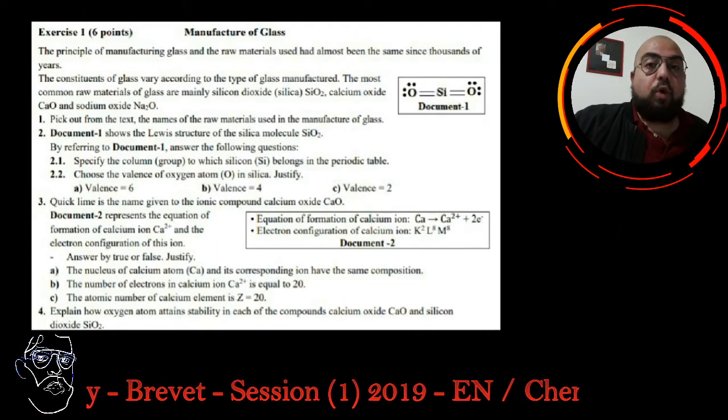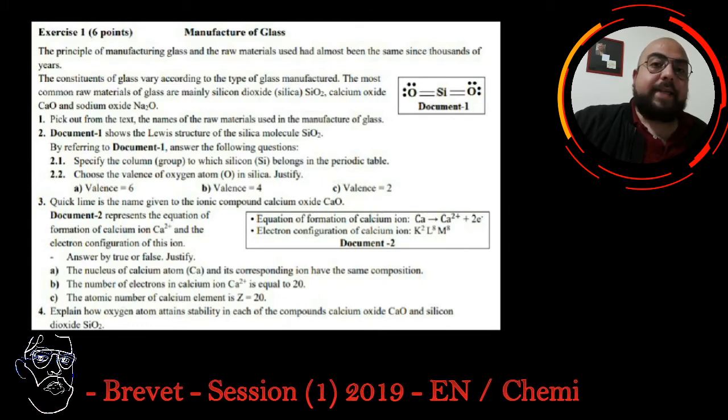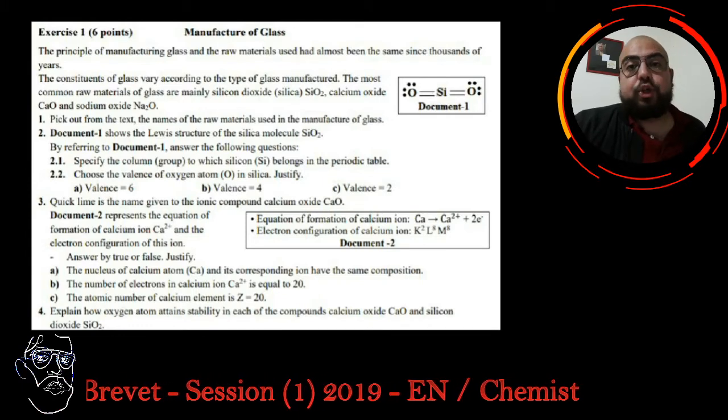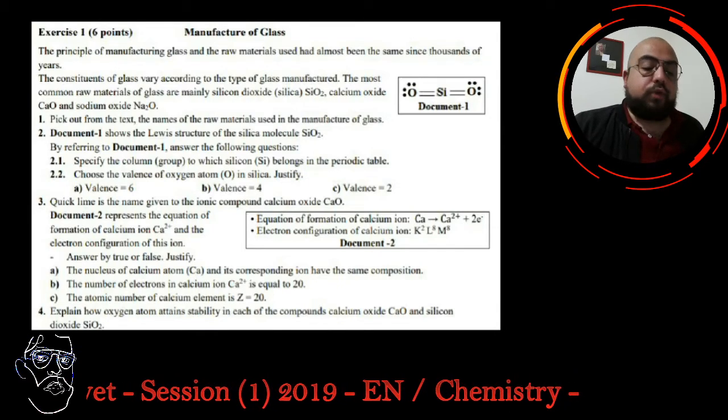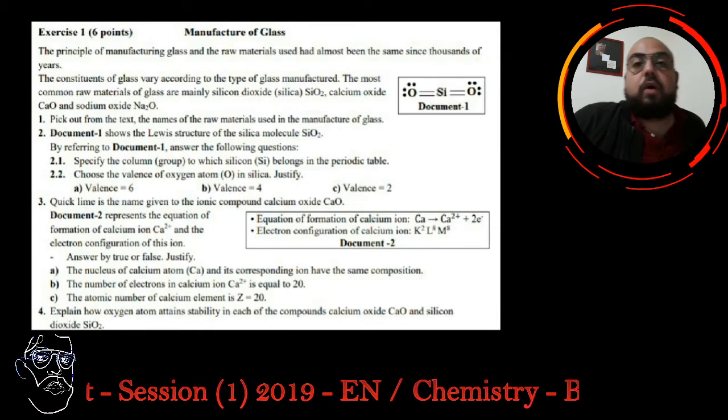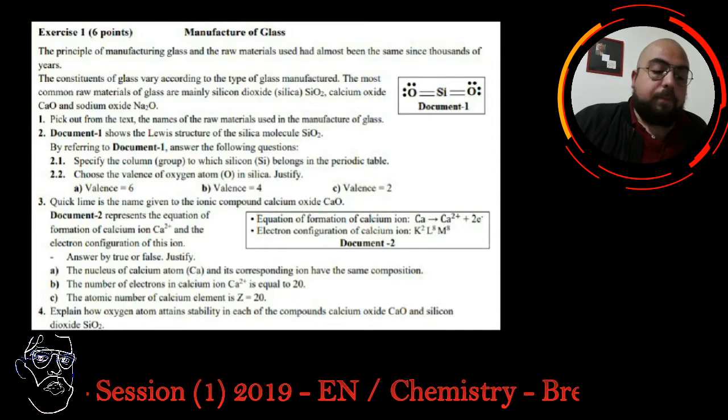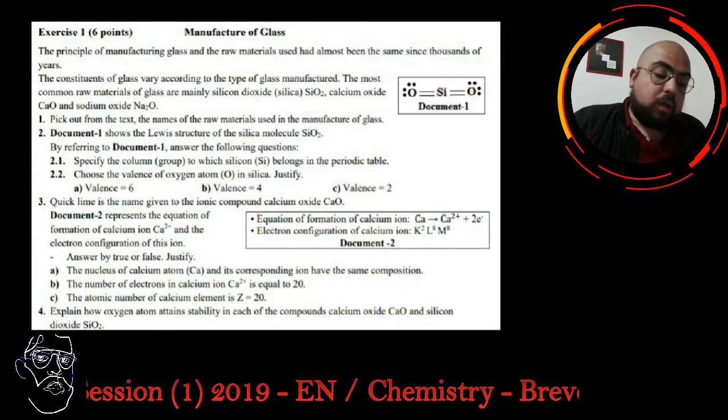Today I'm gonna solve the first exercise of the first session from 2019 related to chemistry. It's an exercise which talks about the atoms in general. So manufacture of glass, let's start directly.